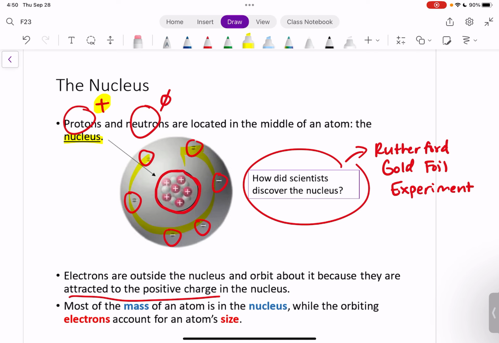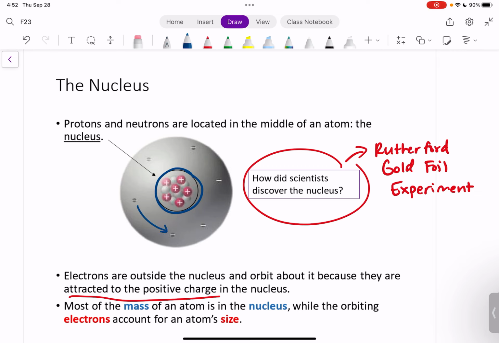But remember, I said that electrons are really, really, really tiny, and that protons and neutrons are around the same mass as each other. So most of the mass, in fact, almost all of it, of an atom is located in the nucleus. Electrons are still really important, though. They actually account for the atom's size because they're orbiting around that nucleus, and that's what's creating that size of that atom. And we'll talk a little bit more about that in the future.